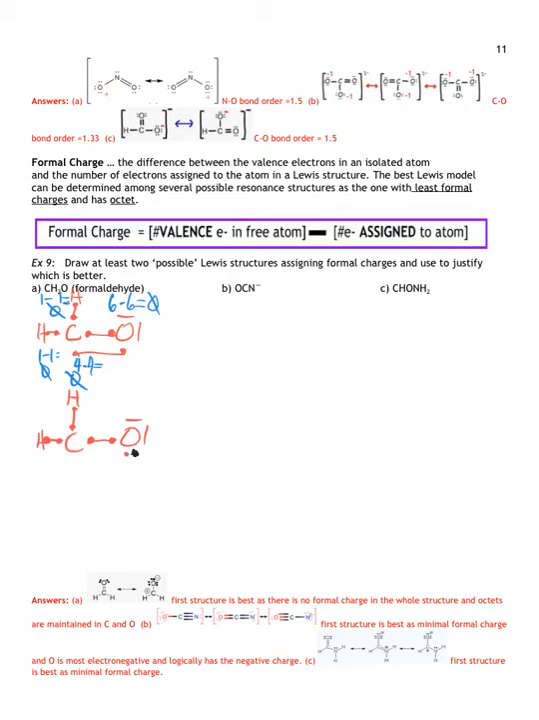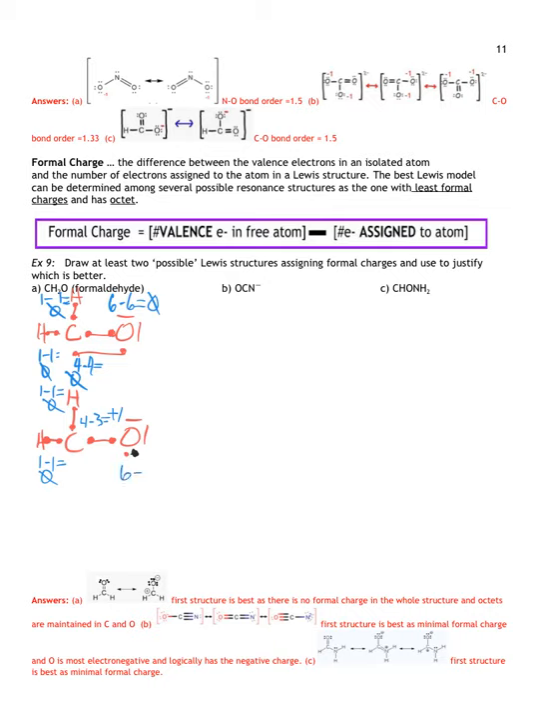Now, let's go ahead and calculate formal charge. 1 minus 1. So 1 valence electron, only 1 electron assigned to that atom, so its formal charge is 0. Hydrogen, 1 valence electron minus 1 assigned to that atom, with a formal charge of 0. Carbon has 4 valence electrons, and I actually only see 3 electrons assigned to that carbon. So I'm going to write 3 as the electrons assigned to that carbon, giving carbon a formal charge of +1.